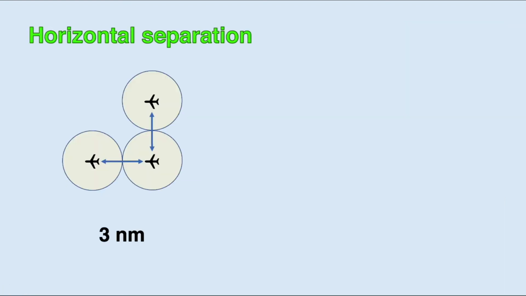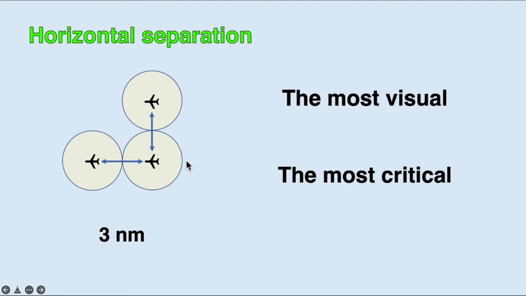Let's talk about the horizontal separation. As you could see in the previous video, the minimum horizontal separation is 3 nautical miles. And it's the most visual on the radar, because on the radar you can see if the traffics are close to each other or not. So it's the most visual, but it's the most critical, because it's very risky to have two traffics at the same level and approach them.